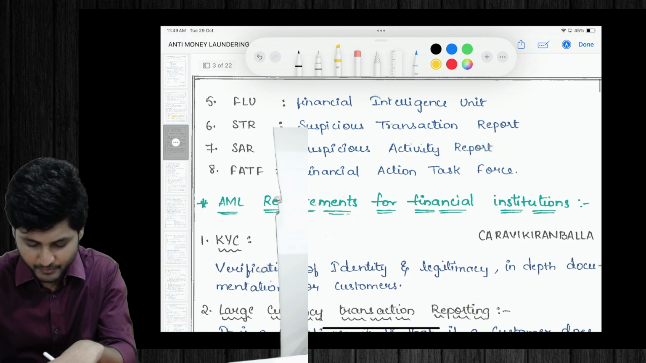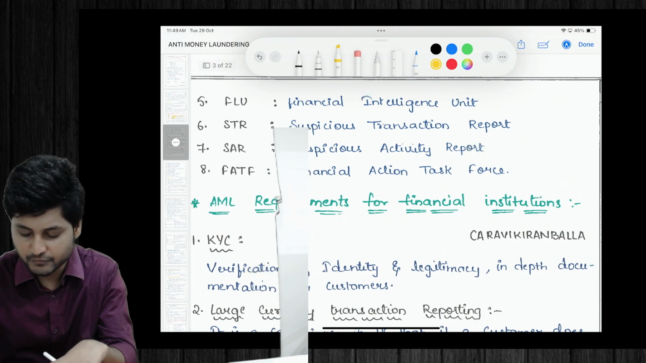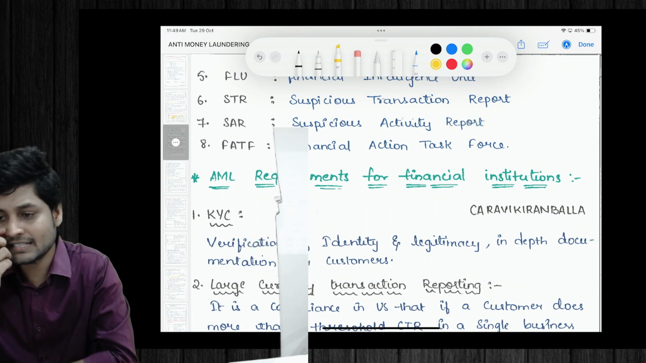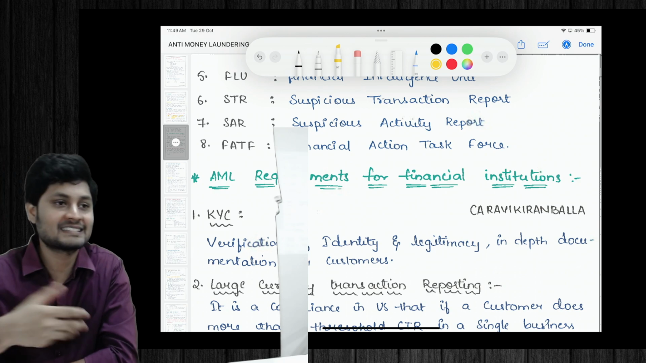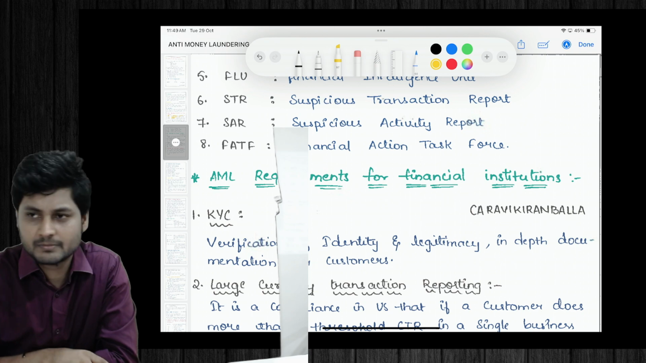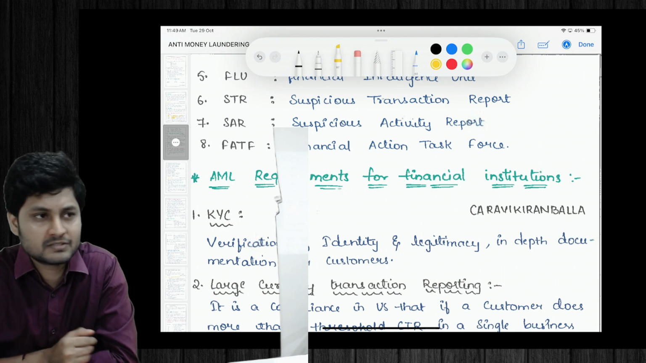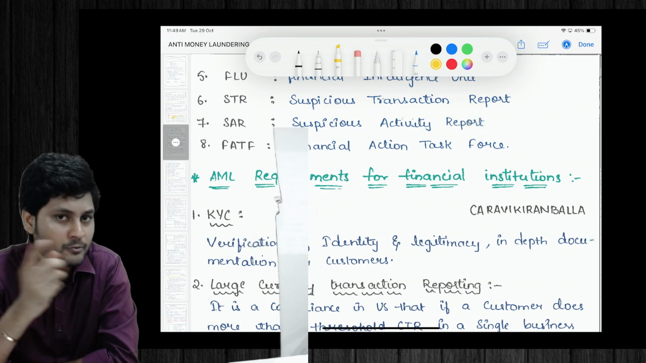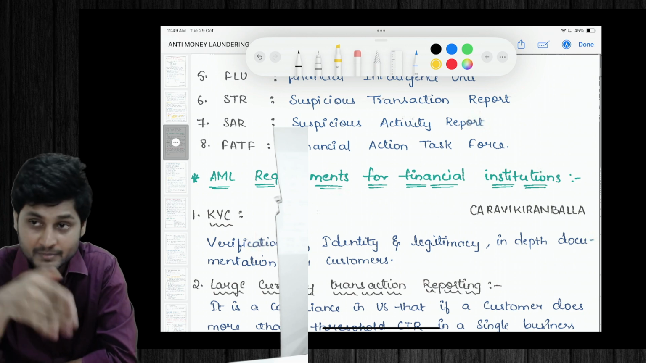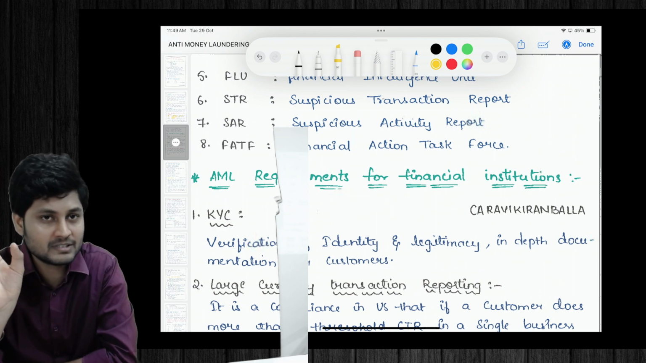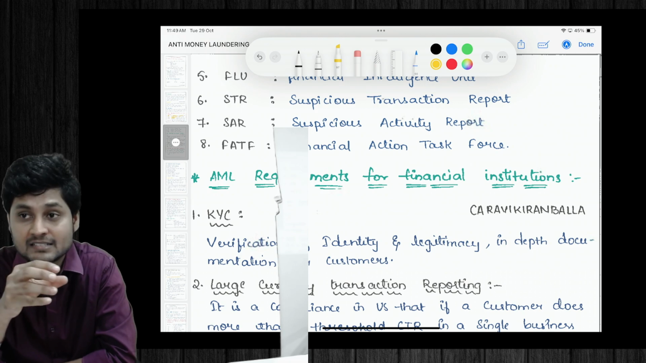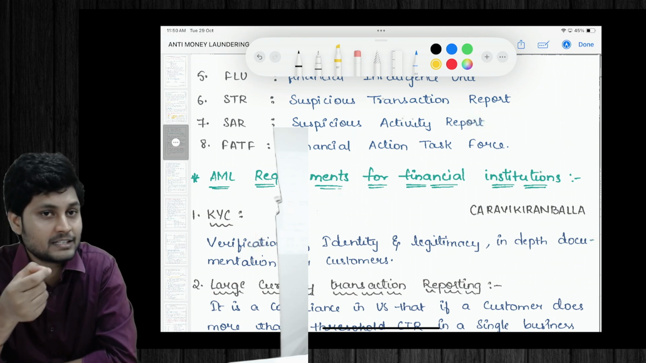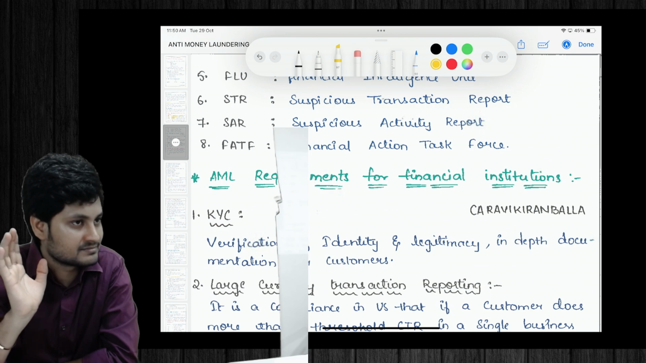Next, come to this point. AML requirements for financial institutions. This is important. So generally all these activities will happen through banks, right? In the banking system only all this will happen. So finally the money from abroad will come to India through banking channels only. Even from here it will go through banking channels only. So what kind of measures do the financial institutions need to take for the purpose of eliminating money laundering?